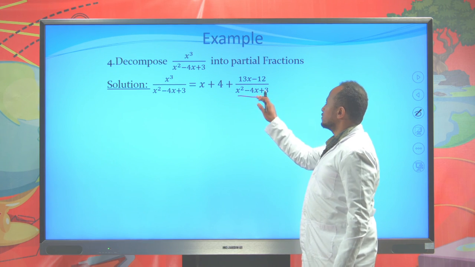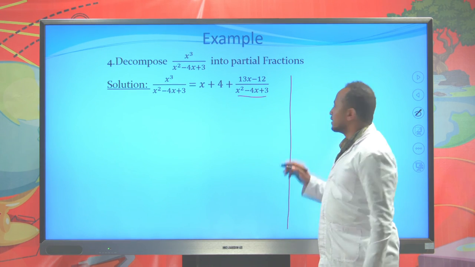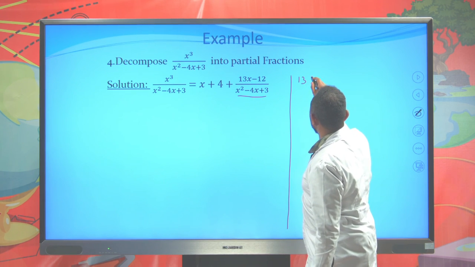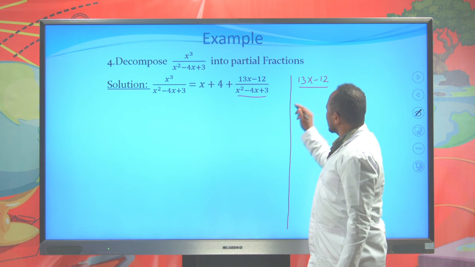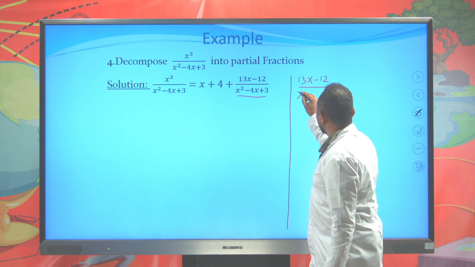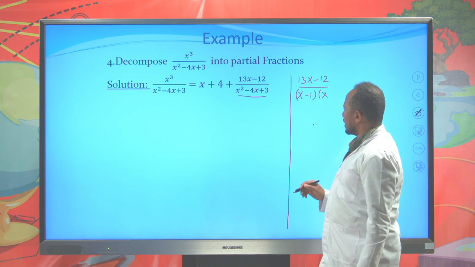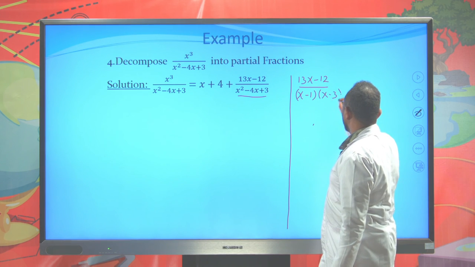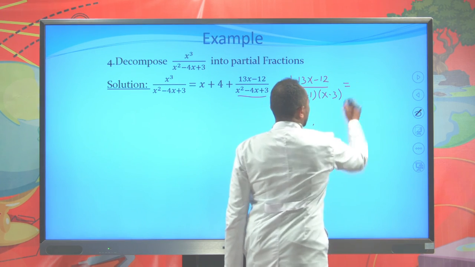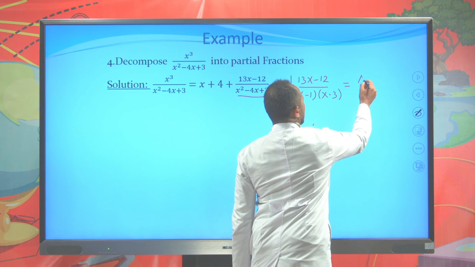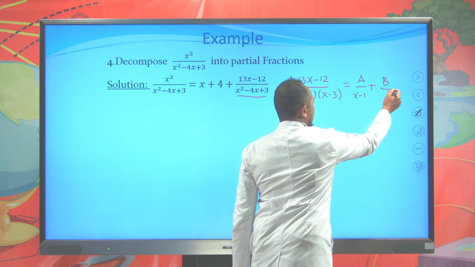To decompose this, first you need to factorize the denominator. So you have 13x minus 12 divided by, factorizing this, x minus 1 times x minus 3. The product gives you 3, the sum gives you minus 4. Yes. So, to decompose this, simply you have a over x minus 1 plus b over x minus 3.